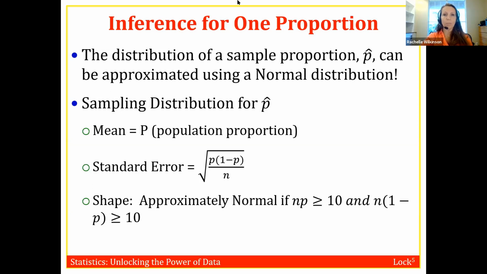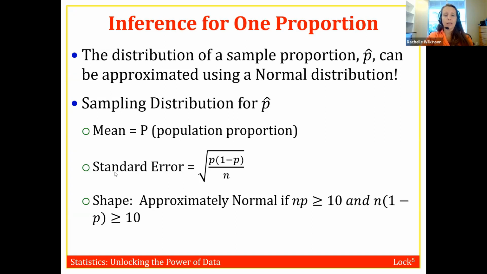Okay, so we're talking about the distribution for one sample proportion, because we're going to do inference for one proportion. So that means we need to talk about the sampling distribution for p hat. And the mean of the sampling distribution, as we've already learned in other chapters, is equal to the population parameter. So in this case, the mean would be equal to p.